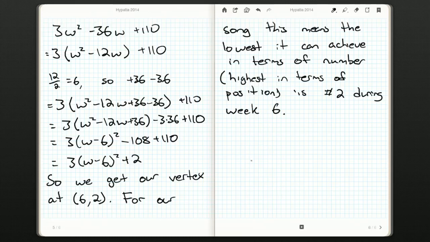So we convert our information about a vertex, which is the lowest point on a parabola. So the lowest numerical value for the position of our song that it will ever achieve is 2. And it will achieve that during week 6. Okay? But the lowest number for the position is the highest position. Remember, where 200 is the lowest, 1 is the highest. And we want the best position. So best in terms of position, actually. Just that might clear up any confusion.